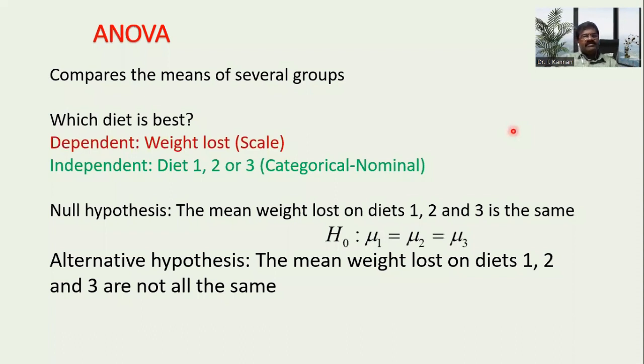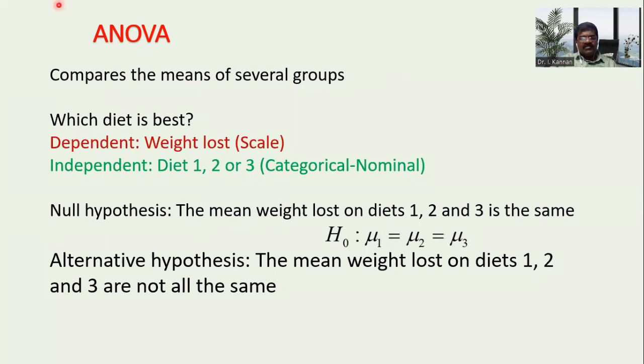Okay, now coming to the ANOVA. As I told, if you have only two groups or two matched pairs, you will go for the student t-test. But when it goes beyond two, say 3+, then you will go for the test called ANOVA. Again, comparison of the means.